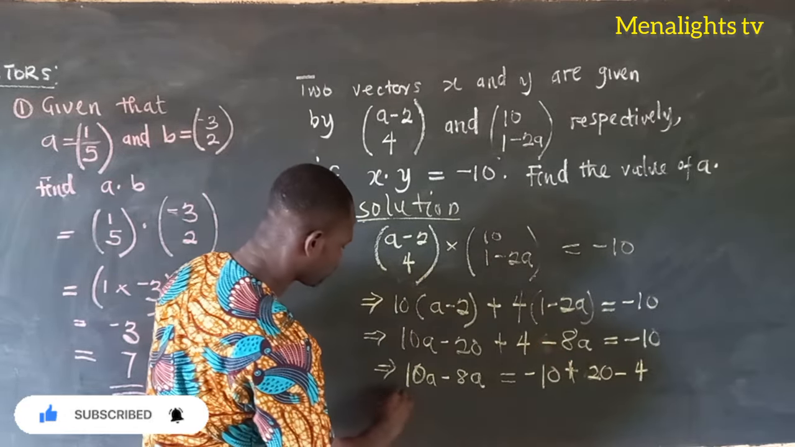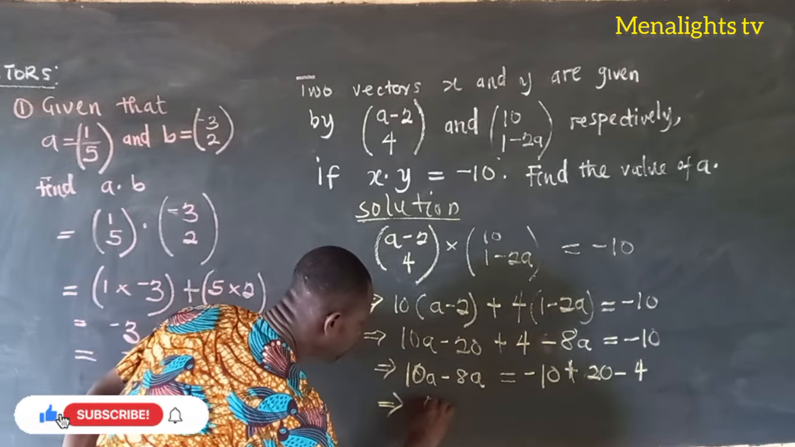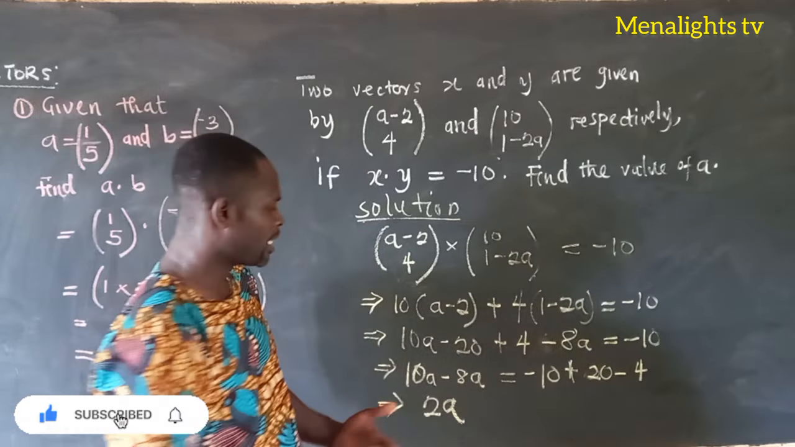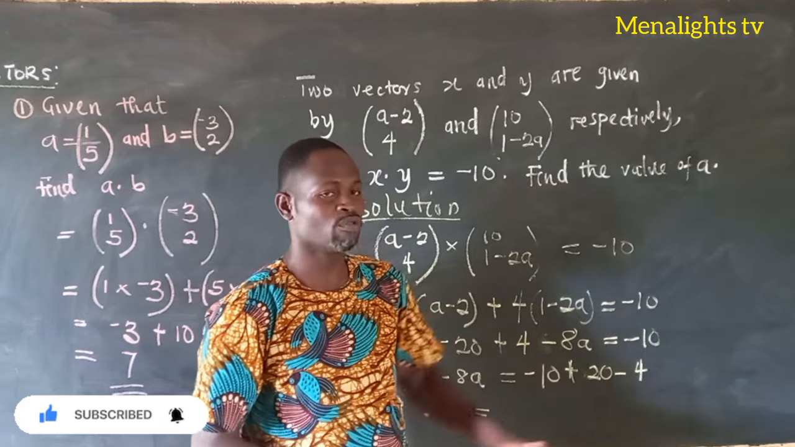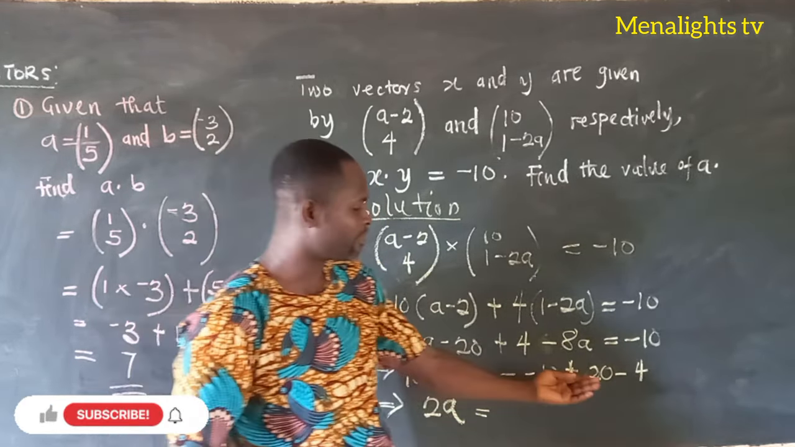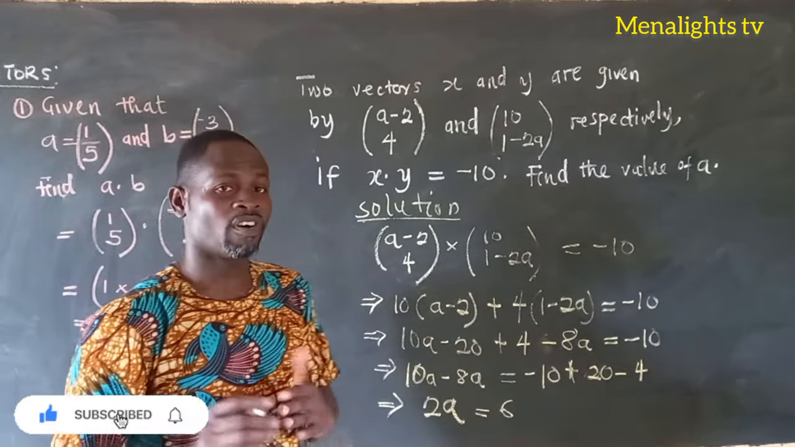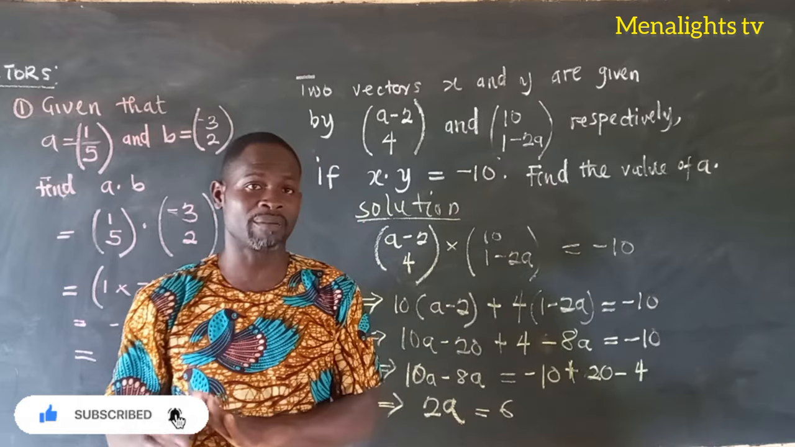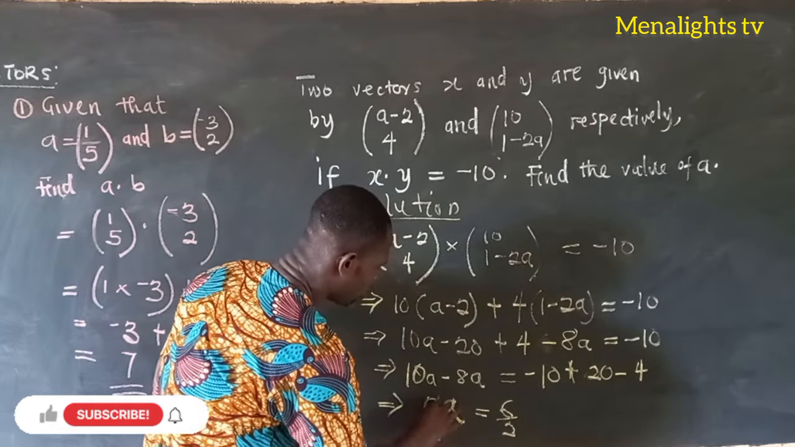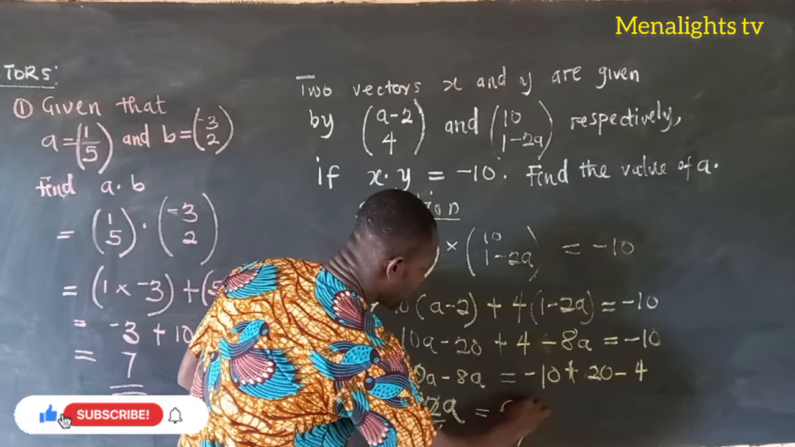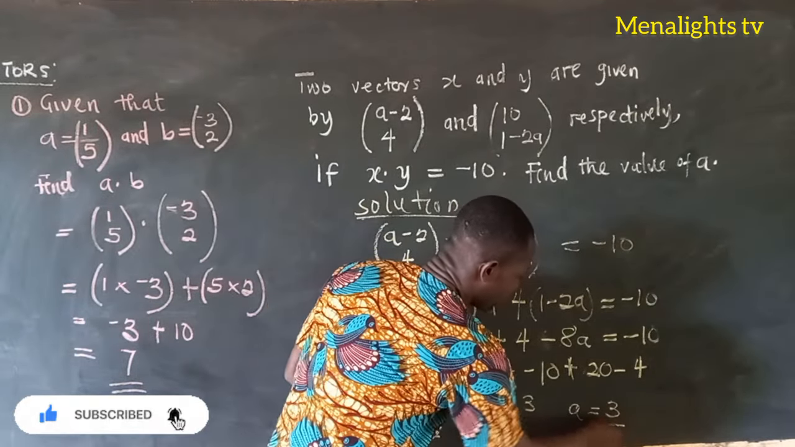So this implies that we have 10a minus 8a. We are left with 2a. So the 2a is equal to negative 10 plus 20, which gives us positive 10. And that positive 10 minus 4 gives us 6. So since we are looking for a, not 2a, we have to divide both sides by 2. So we divide this by 2 and divide this also by 2. So 2 will go into 2 once, and 2 will go into 6 three times, which means that our a is equal to 3.